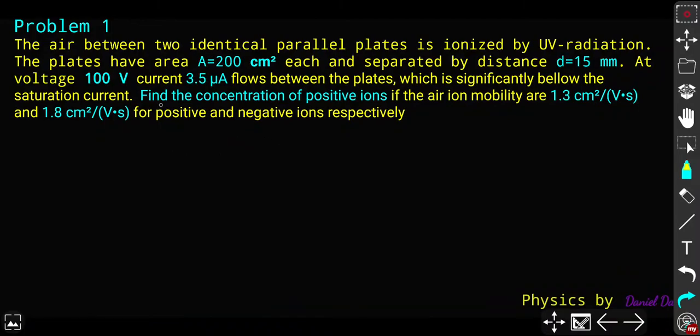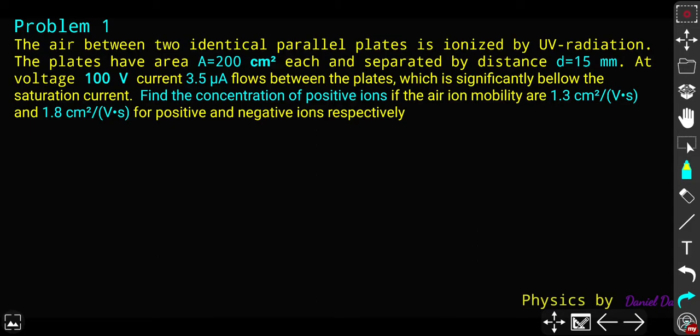So right, here is the problem. Pause the video, try to do it on your own. Take into account the fact that we are going to assume that the concentration of positive and negative ions are going to be the same in the equilibrium state. That somehow simplifies your calculations, otherwise it wouldn't be possible to find.